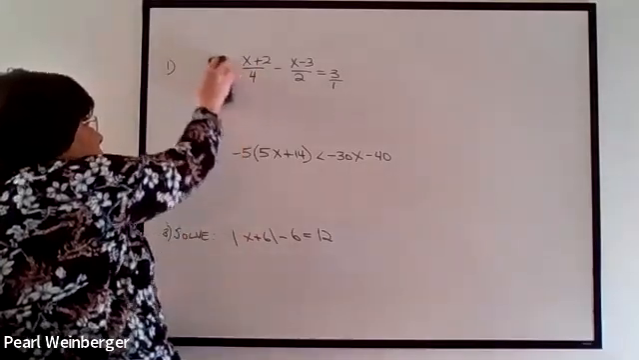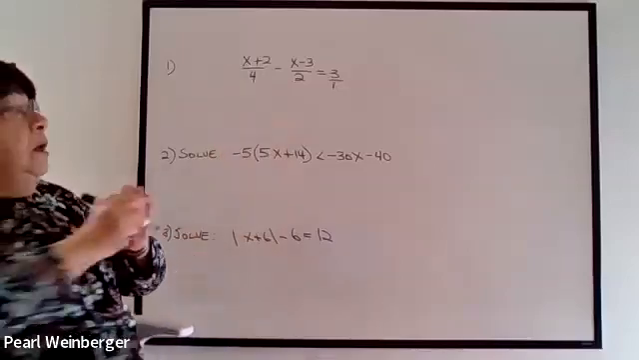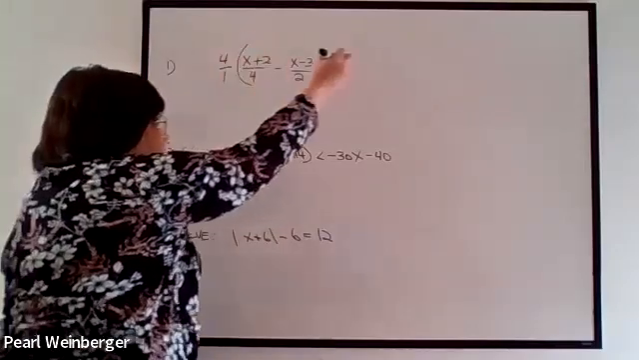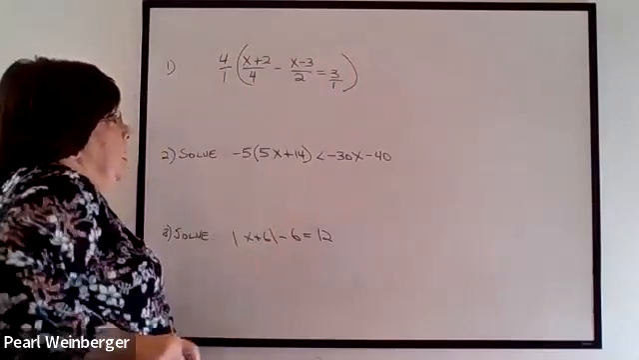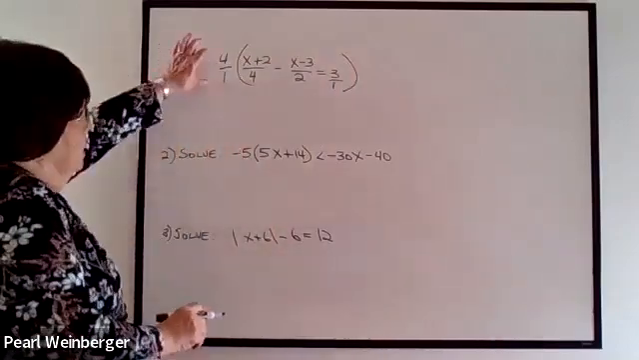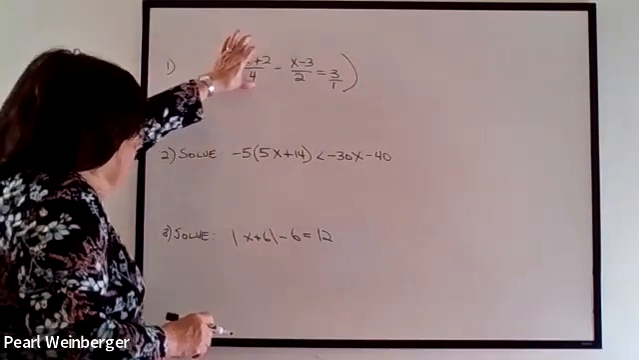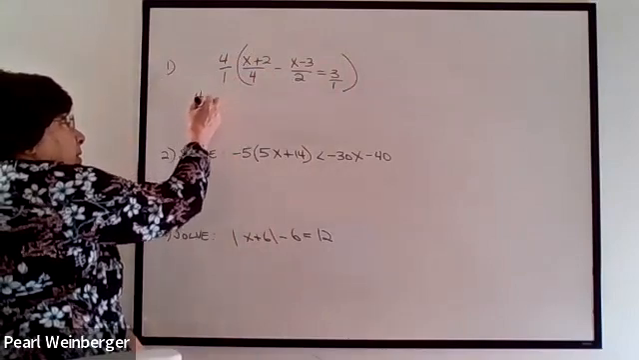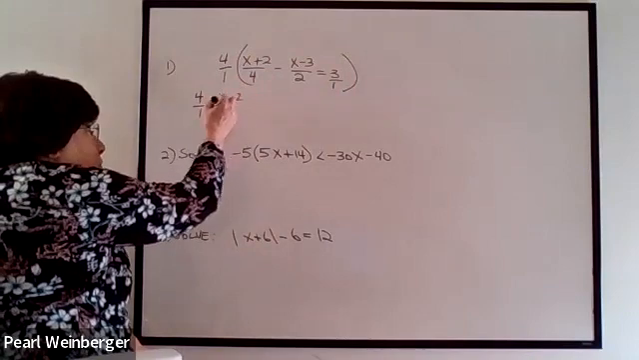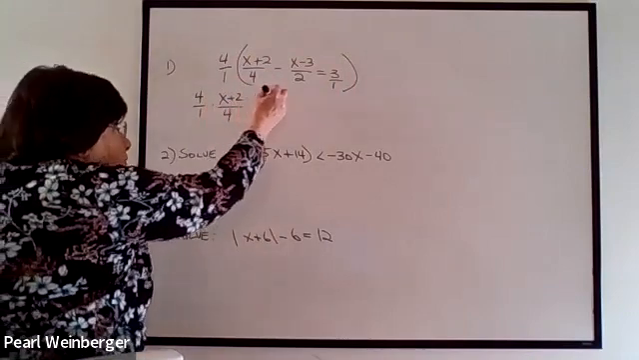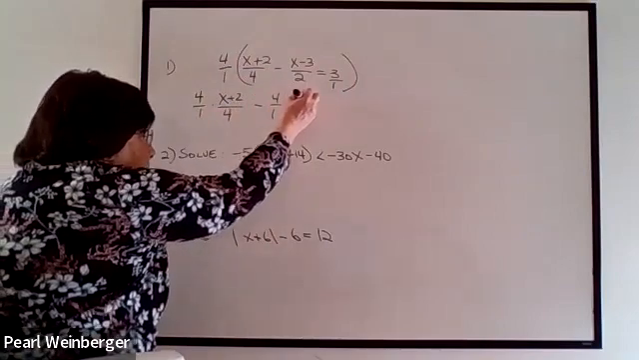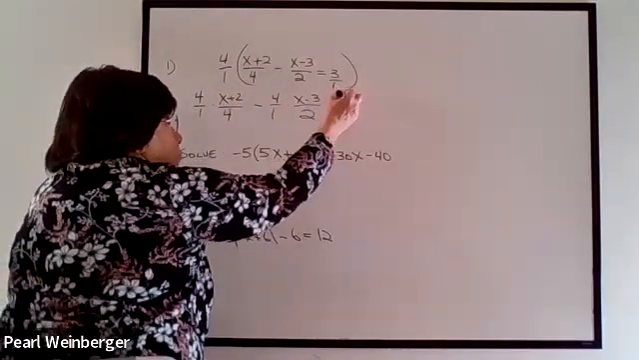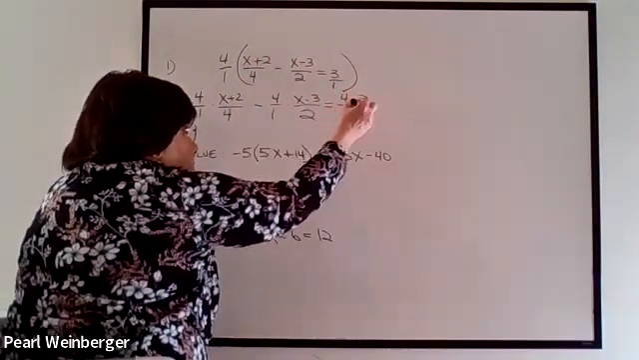I'm going to take the 4 over 1, that's my common denominator, and I'm going to multiply everything by that common denominator. Now that means I have to distribute this to each one of the terms. So I'm going to be doing 4 over 1 times the x plus 2 over 4, minus the 4 over 1 times the x minus 3 over 2, equals the 4 over 1 times 3 over 1.